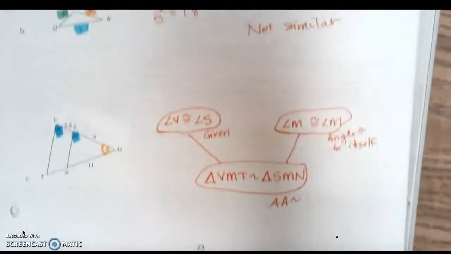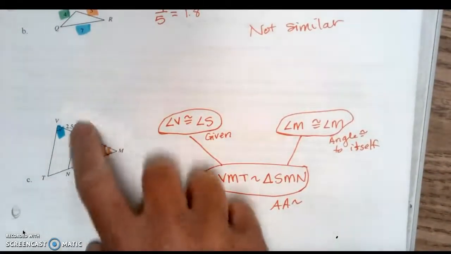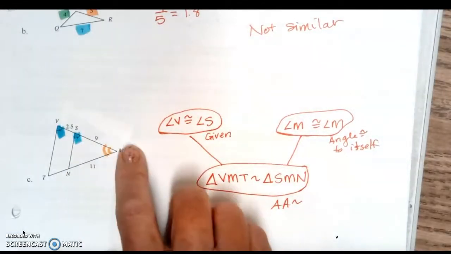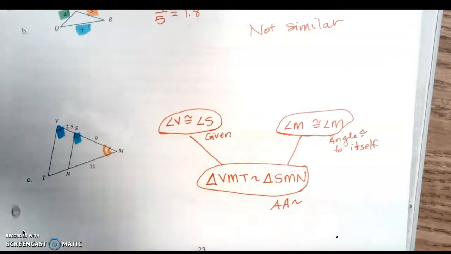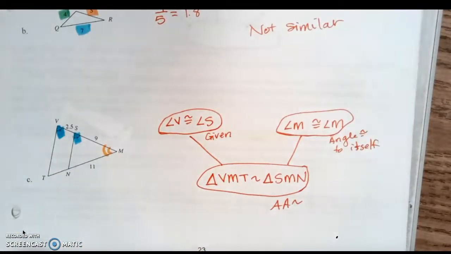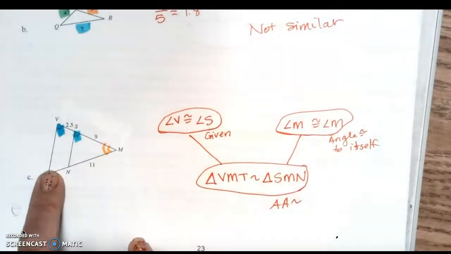All right. Part C is a little bit tricky, mostly because of the way they drew it. They put a small triangle inside of the larger triangle. Okay? So some students have a hard time seeing that, but there's 2 triangles there. There's a small one inside of a large one. Okay?